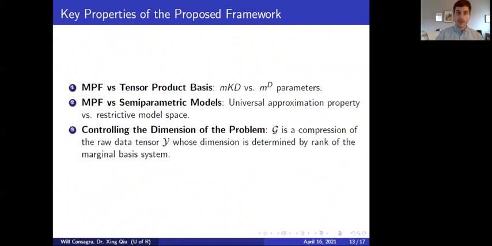So I'm going to run through a few key properties of the PROS framework before I run through the real data application. When compared to a tensor product basis system, we no longer have exponential increase in the number of basis functions. When compared to semi-parametric models, we have this universal approximation property versus a potentially overly restrictive model space. And a more subtle point is that we're controlling the dimension of the optimization problem. The tensor that we're actually decomposing, which is G, is a compression of the raw data tensor, whose dimension is determined by the ranks of the marginal basis systems, which is a user-specified parameter.